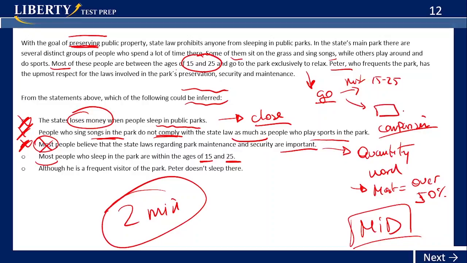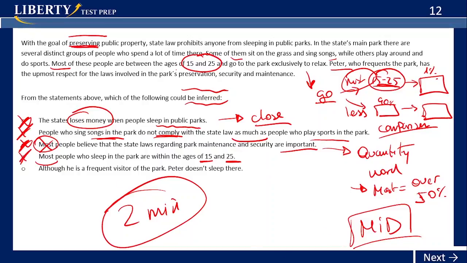Okay, so fewer of them are within other age groups, but we don't know the ratio of sleeping in the park. It might be that only 1% of this first group between 15 and 25 sleep in the park, and then 90% of the other group sleeps in the park. So it might be different. We don't know if there's a correlation between the age group and not sleeping in the park. So that's not our answer.